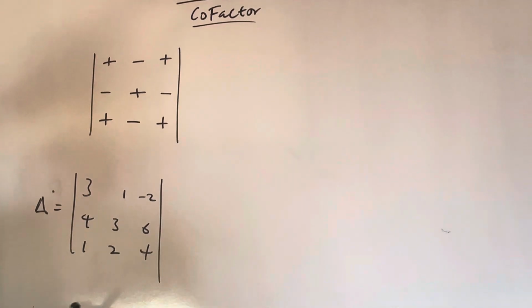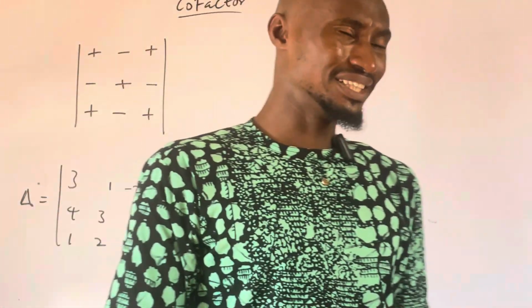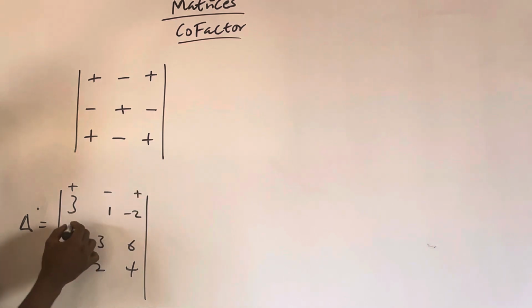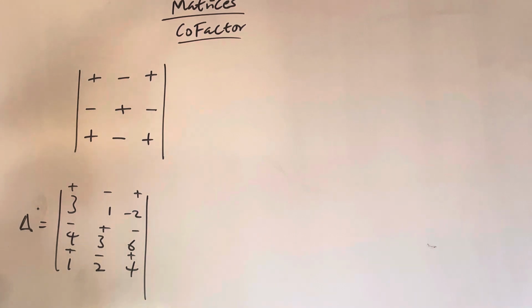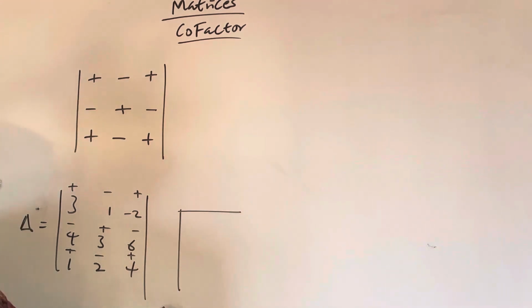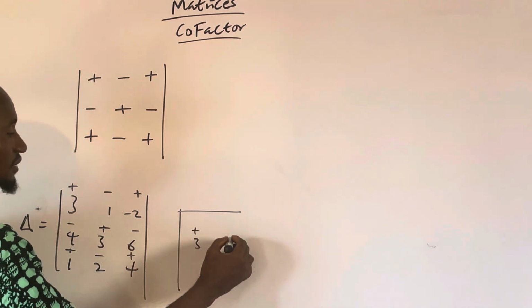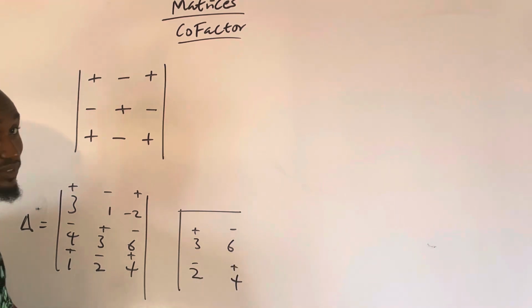Now, I want you to know that this cofactor relates to determinant, that is, first of all, simultaneous equation. We can solve questions on simultaneous equation using cofactor. So, we call this here plus, minus, plus, minus, plus, minus, plus, minus, plus. If we are to find this, you're going to apply this format. So when we apply this now, that means we only have plus 3, 6, minus 2, and plus 4 left.